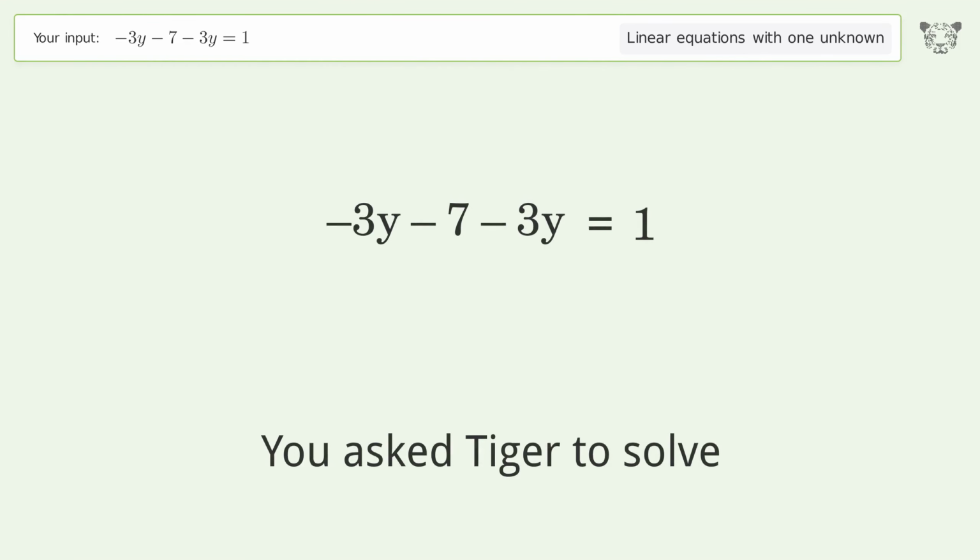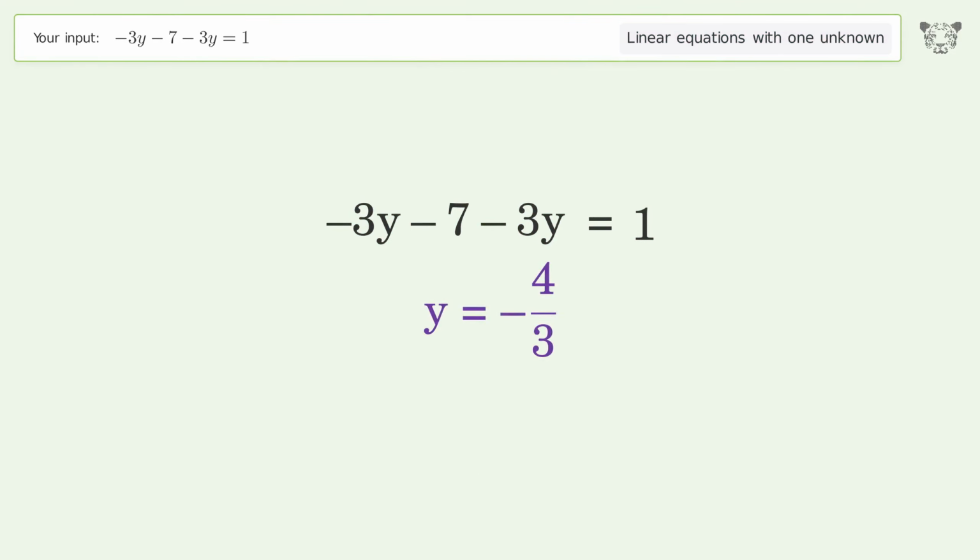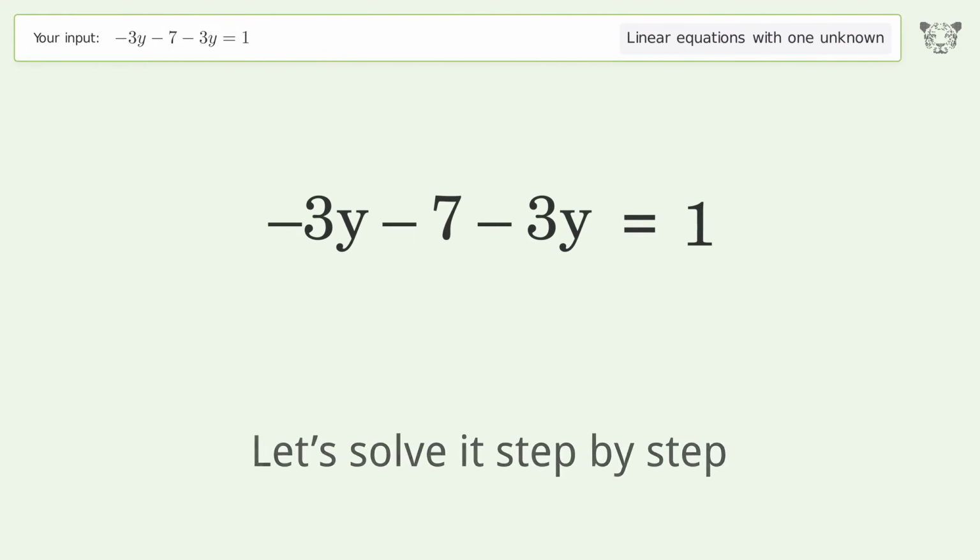You ask Tiger to solve this. This deals with linear equations with one unknown. The final result is y equals -4/3. Let's solve it step by step.